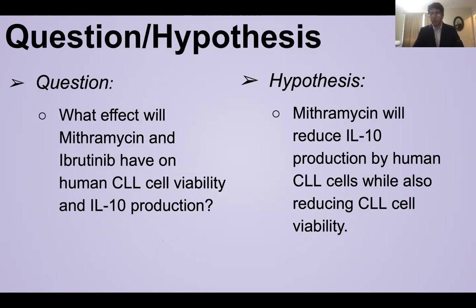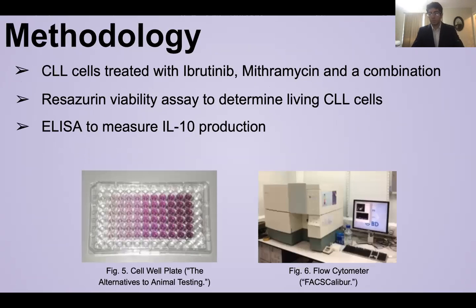So essentially my initial question was: what effect will mithramycin and ibrutinib have on human CLL cell viability and IL-10 production? My initial hypothesis was that mithramycin would be able to reduce the viability of CLL cells while also reducing IL-10 production. I'm moving on to my procedures and the methodology behind my experiments.